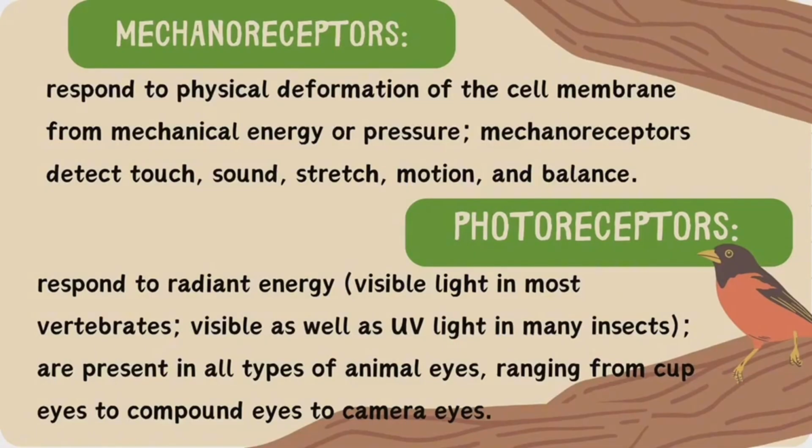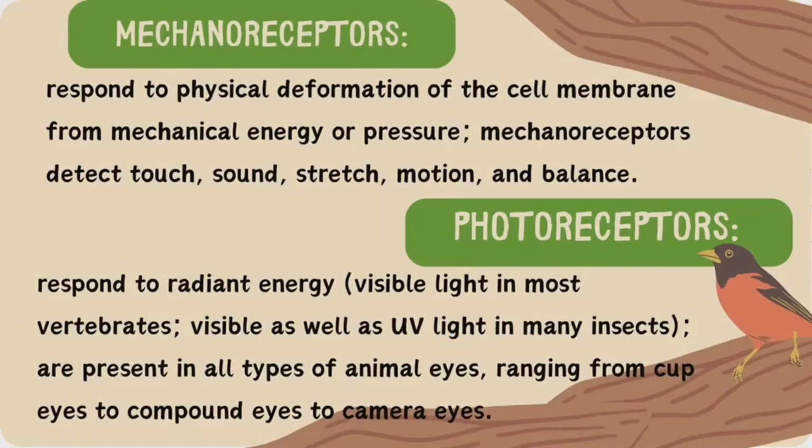These receptors are found in several organs, mainly in the skin, where they help us feel touch and pressure. They are also found in the inner ear, where they detect sound vibrations and help us maintain balance and body position. Next, we have photoreceptors.